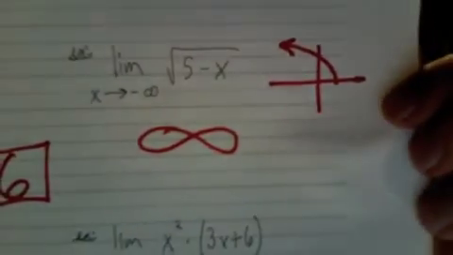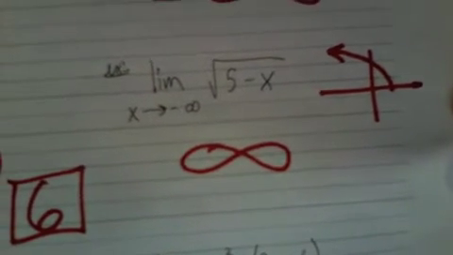And then for our next example, we have the limit as x is approaching negative infinity of the square root of 5 minus x. So you just plug it in, look at it as 5 minus negative infinity, so that's like 5 plus infinity. Square root of infinity is infinity.